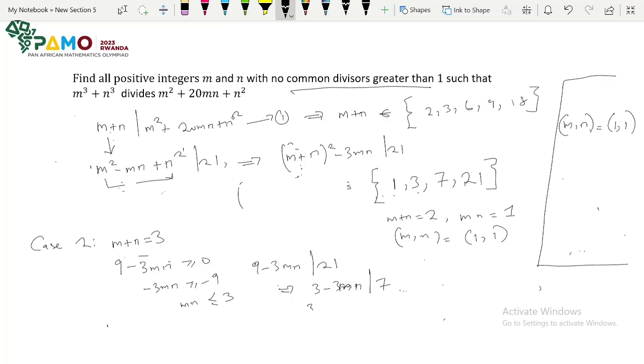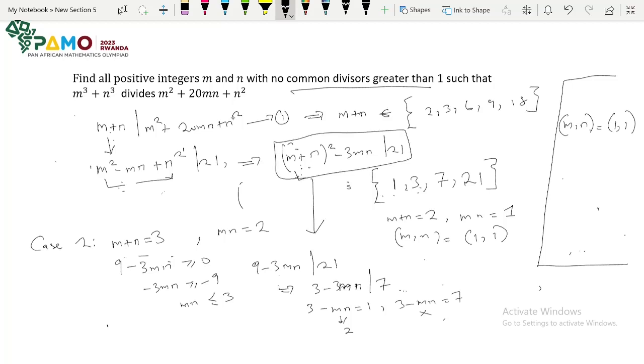Okay, so we can check. So this is either 3 minus mn equals 1 or 3 minus mn equals 7. So here we have mn equals 2. There are no solutions for the other case, so it is only mn equals 2 here. This makes sense because 9 minus 3mn has to divide 21, and it has to be a multiple of 3, so it's either 3 or 21. Checking, only mn equals 2 works. I hope this makes sense. So we have that 9 minus 3mn divides 21. This is coming from here.